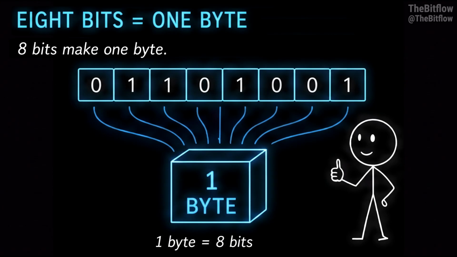1 bit alone can't store much information, but when we combine 8 bits together, we get 1 byte. Each of those 8 positions can be either a 0 or a 1. That creates 256 unique combinations. Every byte is simply a different pattern of 8 bits. Those patterns are what computers use to represent information.